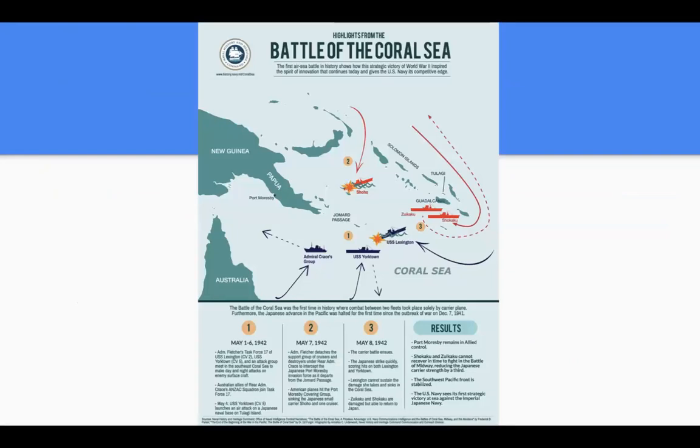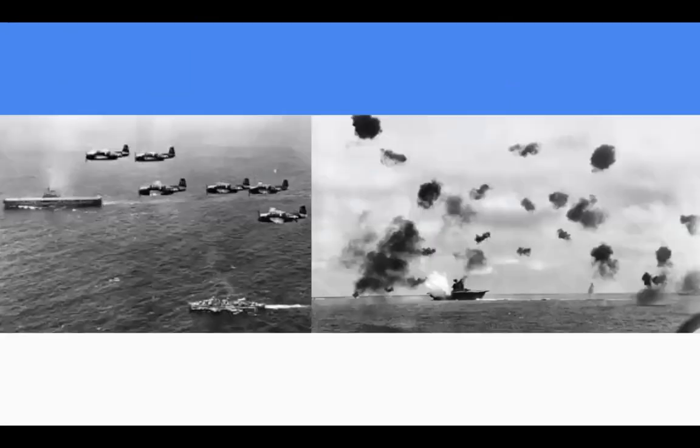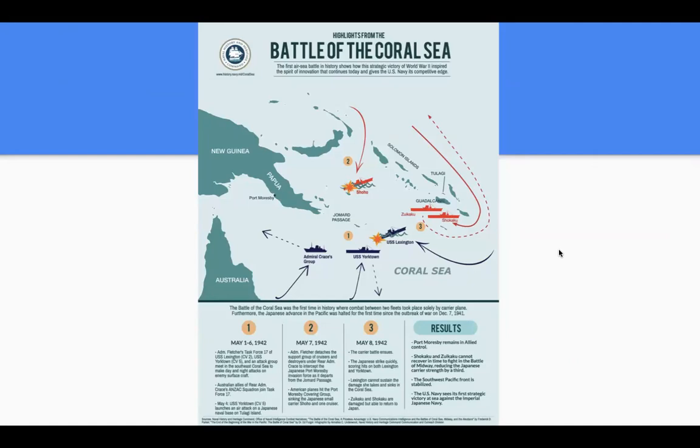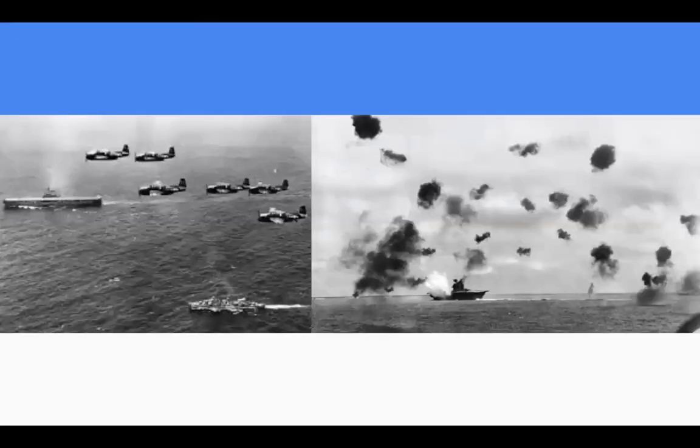Battle of the Coral Sea map, again, primarily fought all in the air. Not a succinct victory, but there you go. Look at it. If you read it, Port Moresby remains in Allied control. Papua New Guinea. Shokaku and Zuikaku cannot recover in time to fight the Battle of Midway, reducing Japanese carrier strength by a third. The Southwest Pacific Front had been stabilized, and the U.S. Navy sees its first strategic victory at sea against the Imperial Japanese Navy.